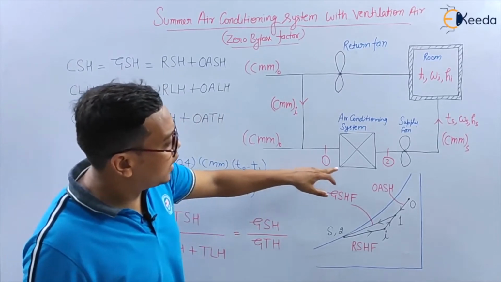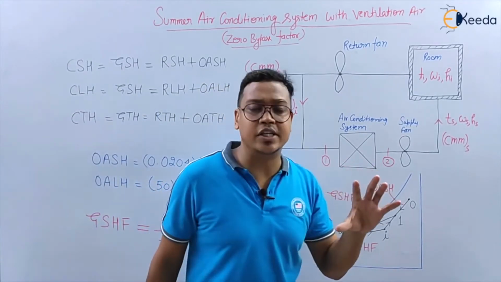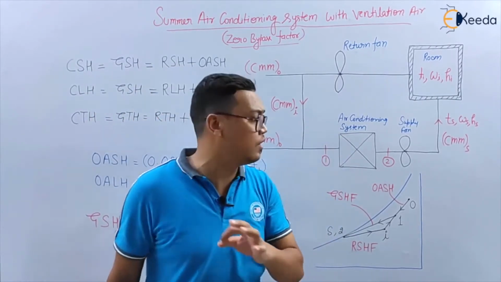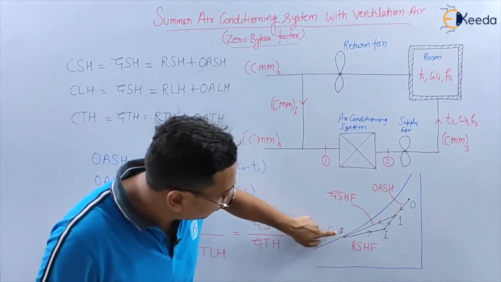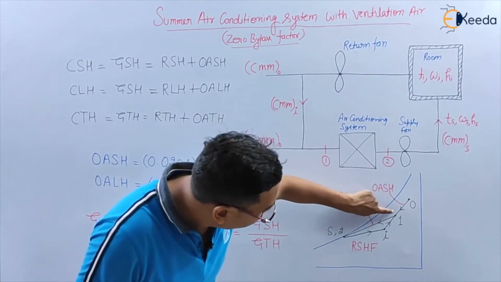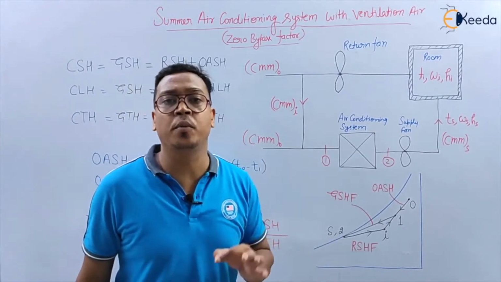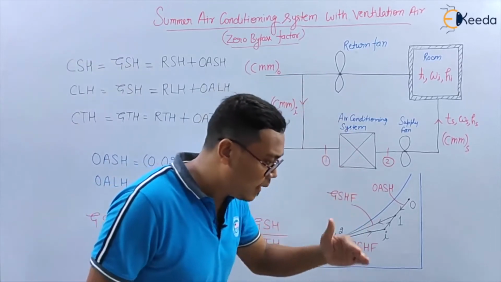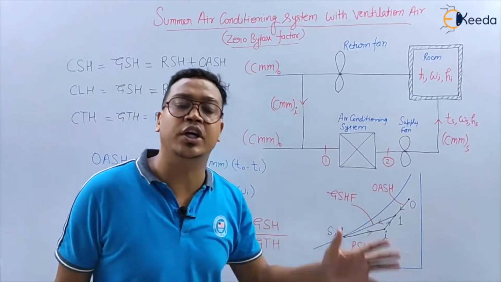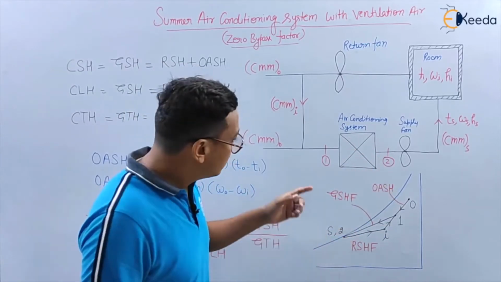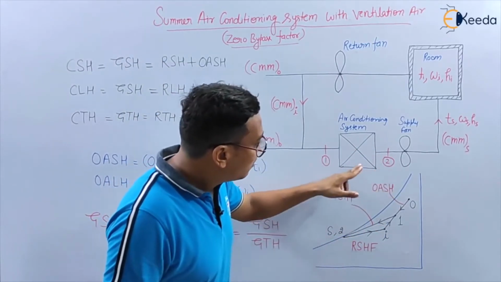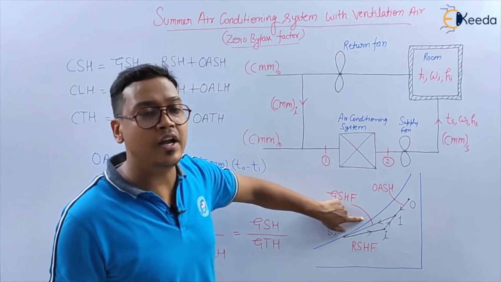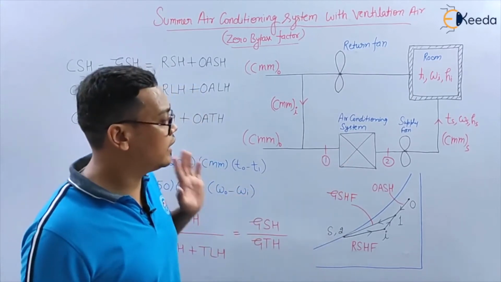Now from point number 1 to 2, in the air conditioner, the process will occur. I have already told that it is cooling and dehumidification. That means there is a decrease in temperature and removal of moisture from the air. So from 1 to 2, cooling and dehumidification is occurring in the air conditioner.